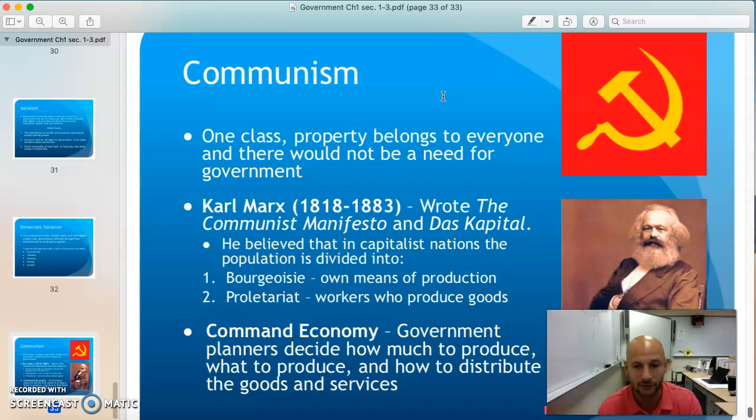And basically what Marx saw is that they abuse the workers. He said the workers are the ones that are working for this. They're the ones who are producing it. They should be the ones making all the money that they should be getting. They should be reaping the benefits. And he said the bourgeoisie basically discriminates against the proletariat class.